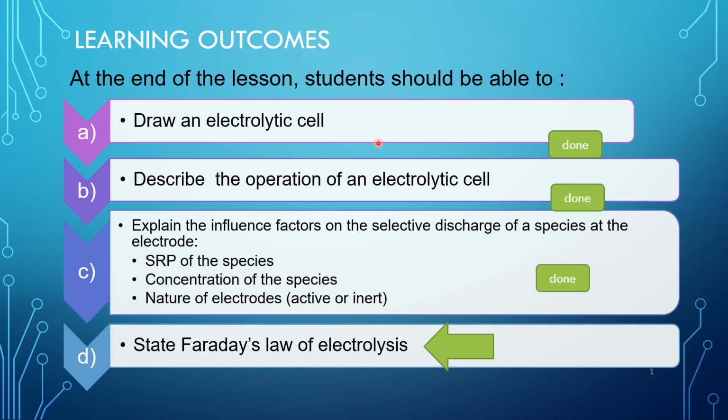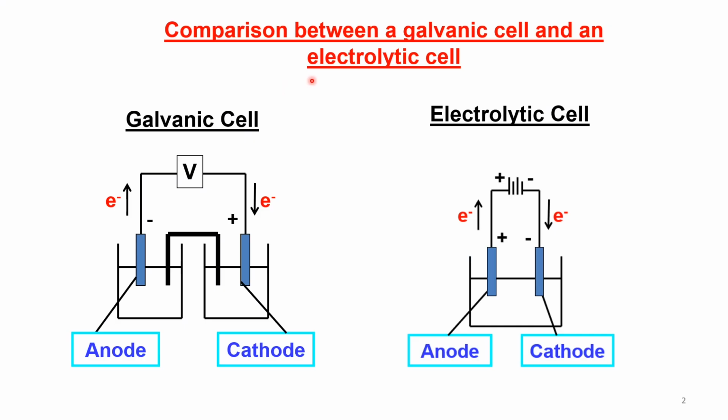So we already learned objective A, draw the electrolytic cells, B, describe the operation of an electrolytic cell, and the factors influencing the selective discharge of a species. Now is the last part, which is to state Faraday's law of electrolysis. Before we go to Faraday's law, let's do some recap from the previous subtopic.